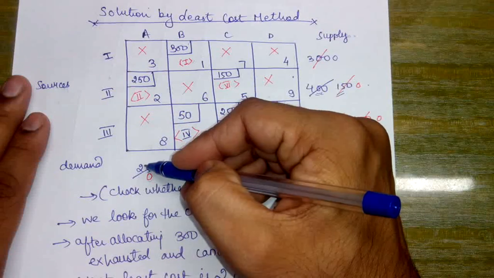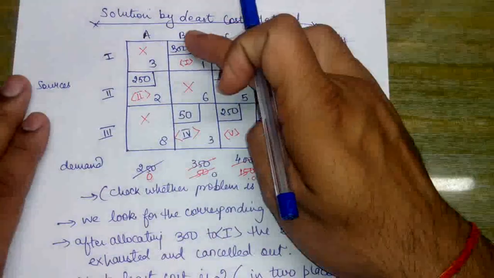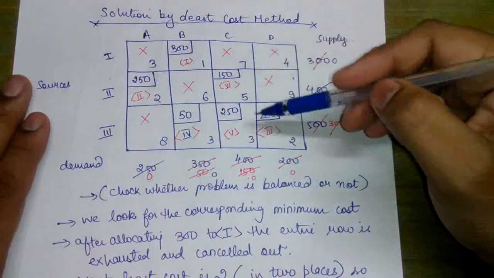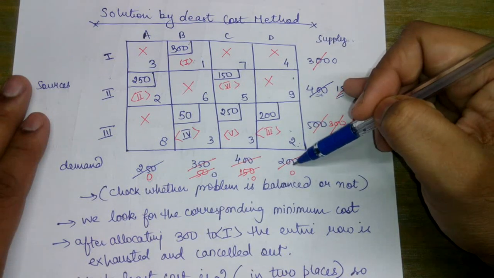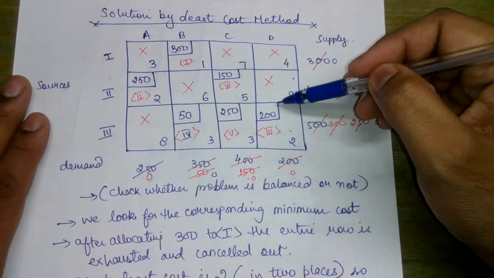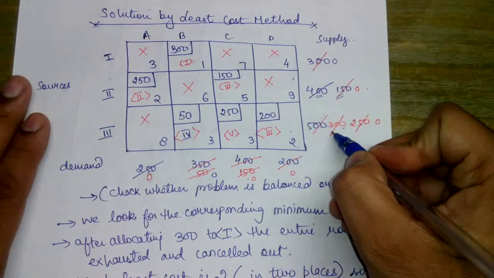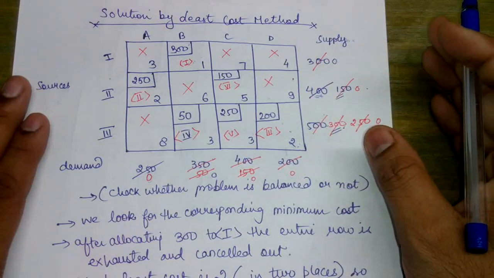Now this has also been done, so this completely becomes exhausted. This was also exhausted, this was also exhausted. Now next least cost was 2, so we will allocate here. Demand is 200 and the supply is 500, so we will allocate 200 here. So 500 minus 200 becomes 300. Okay, now this has also been allocated.